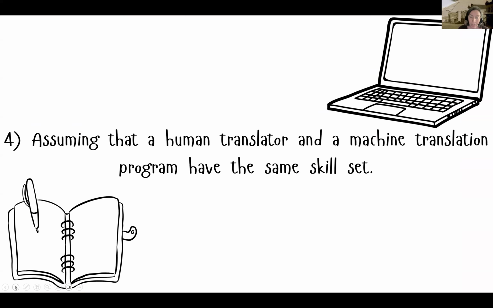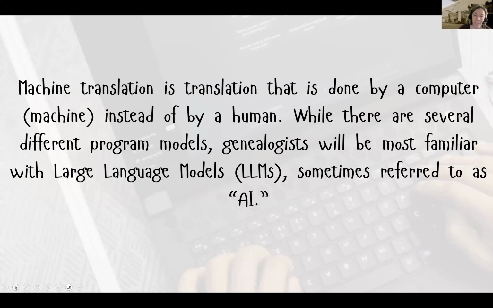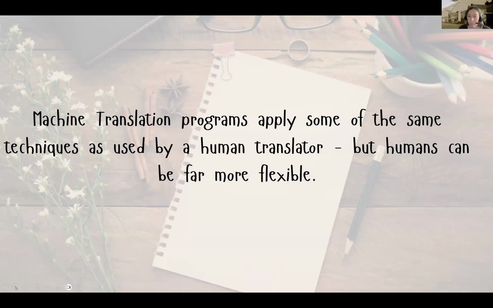Common mistake number 4, assuming that a human translator and a machine translation program have the same skill set. No, you cannot totally replace humans with machines. Machine translation is translation that's done by a computer instead of by a human. Well, there are several different program models, and I can talk about this in far too much detail. Genealogists are probably most familiar with large language models, LLMs. Sometimes we refer to them as AI. Machine translation programs apply some of the same techniques used by a human translator, but humans can be far more flexible.